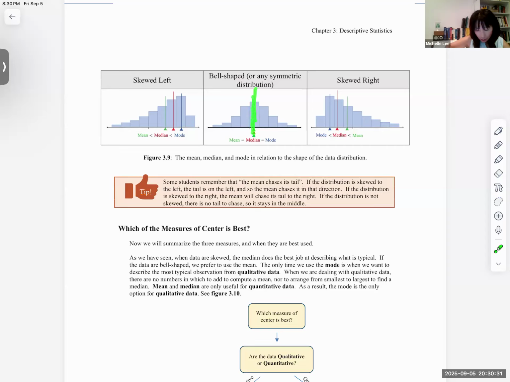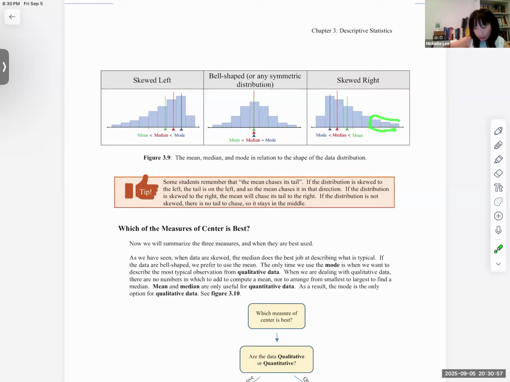Median is a middle number, so it's about here. And since this is a bell shape, the mean is about in the center too. Okay, let's take a look at skewed right. Most frequency, so this is the mode. And median is a middle number, so it's about here.